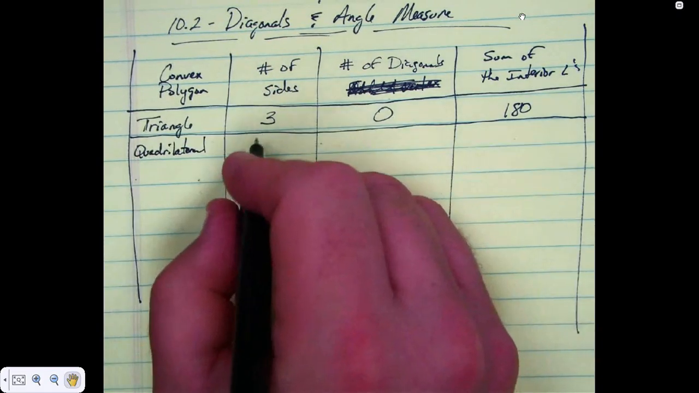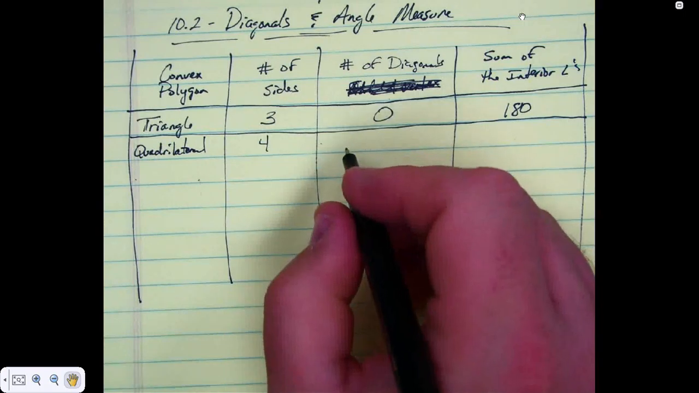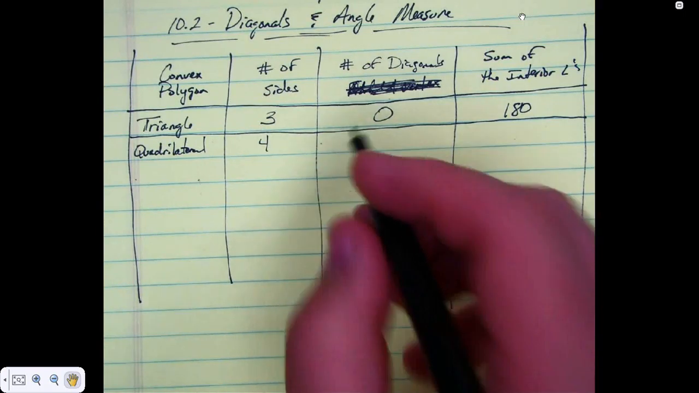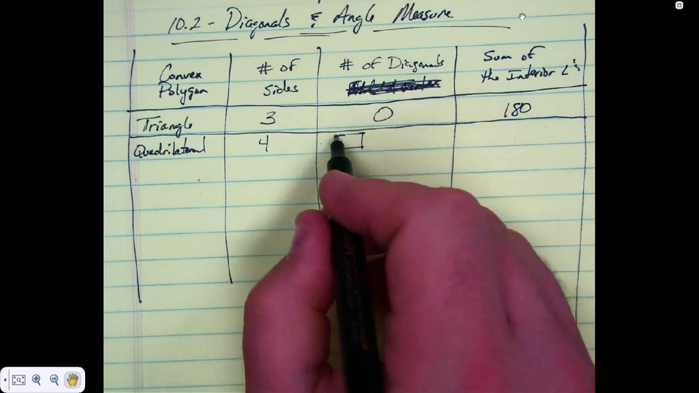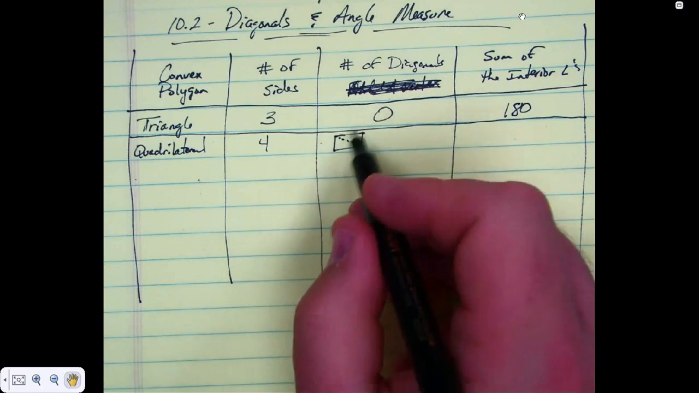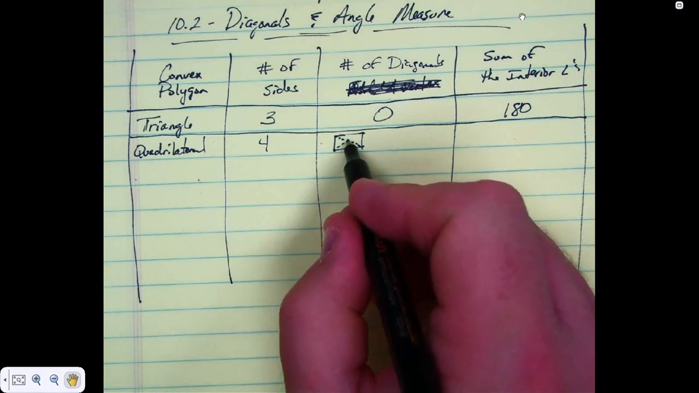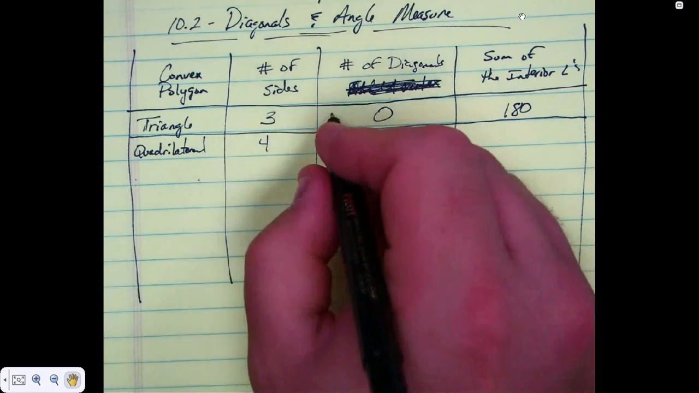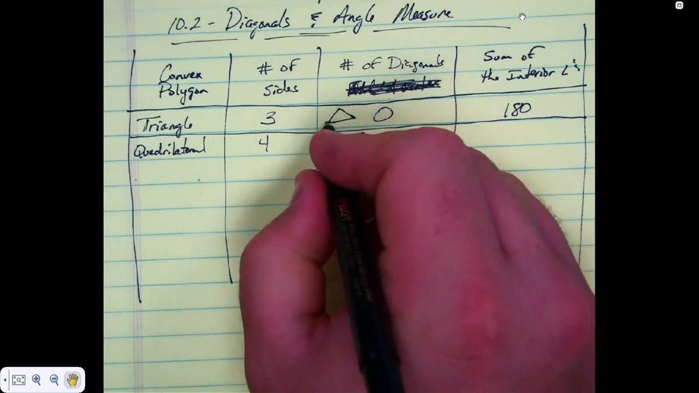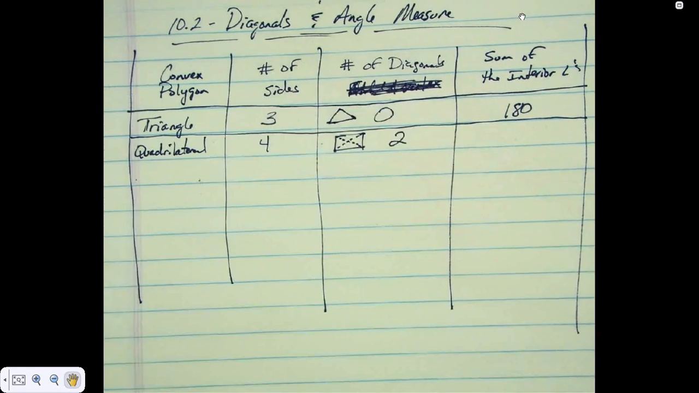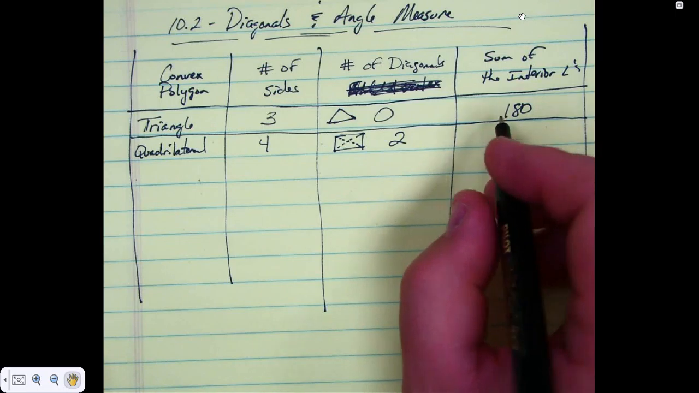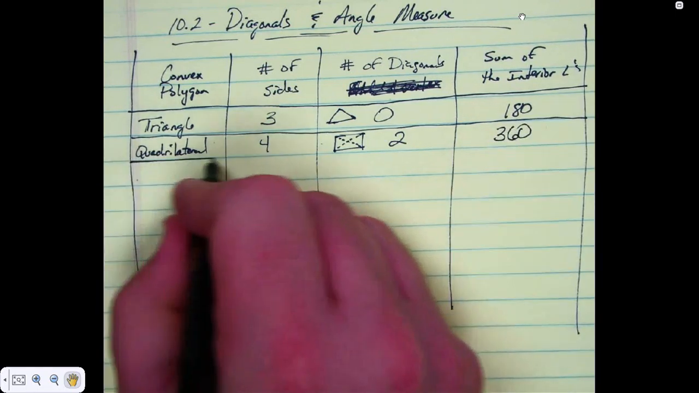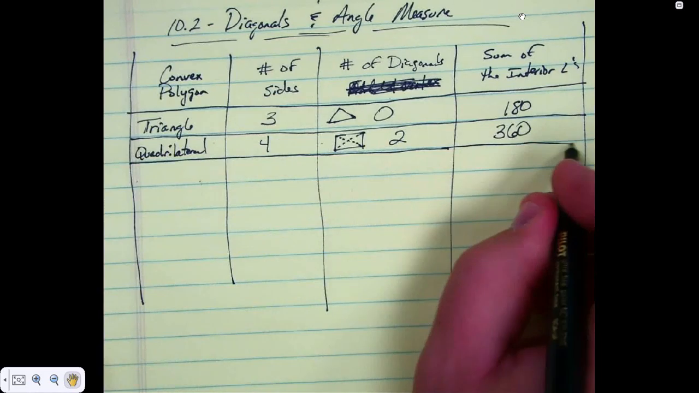Quadrilateral, how many sides does it have? 4. How many diagonals can you draw? Okay, I'm going to draw a quadrilateral. That would be 1, wouldn't it? Is there another way I could connect two non-consecutive ones? 2. So there's 2. See, when you have a triangle, all of them are already connected. There are no non-consecutive vertices, are there? These are all things we have learned.